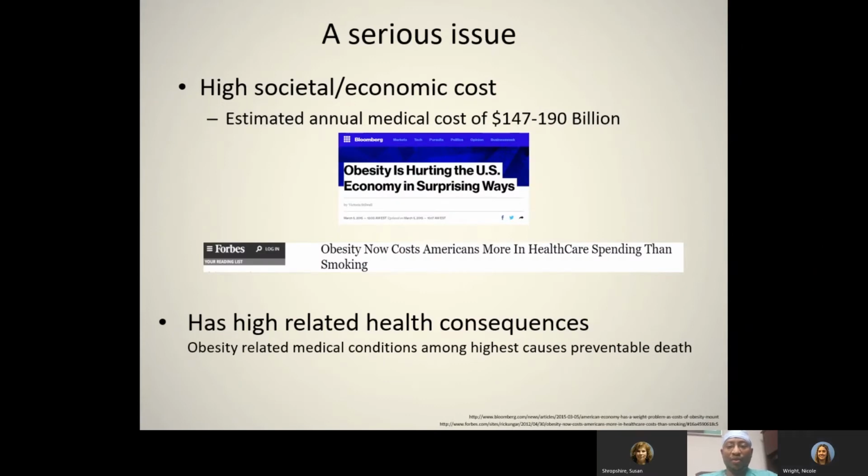So first, as kind of an introduction, just to explain a little bit about the importance of this issue, obesity is becoming a larger issue in the country and the world at large. It has a high economic cost related to healthcare, but more important, it has a lot of high related health consequences, as obesity is one of the highest causes of preventable death, meaning people are dying from something that we could otherwise treat and manage.